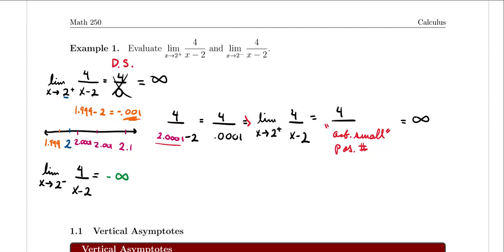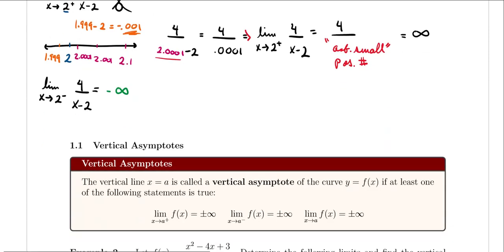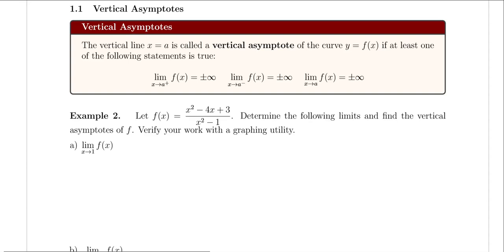Now, let's go ahead and see an application for infinite limits. And it's an application that you might remember seeing in a pre-calculus course. And this one here is vertical asymptotes. Here is the definition for a vertical asymptote. The vertical line x equals a is called a vertical asymptote for the curve y equals f of x if at least one of the following statements is true.